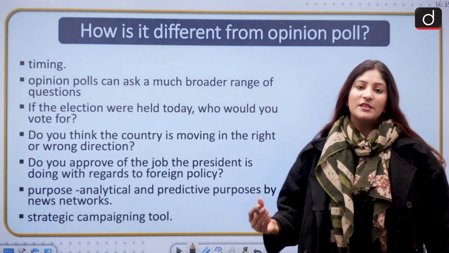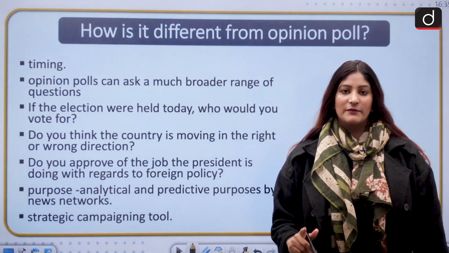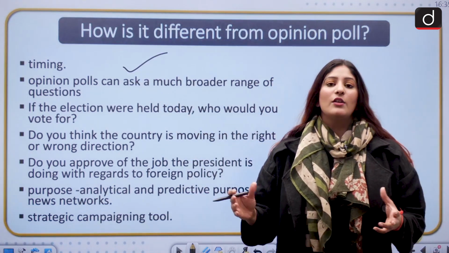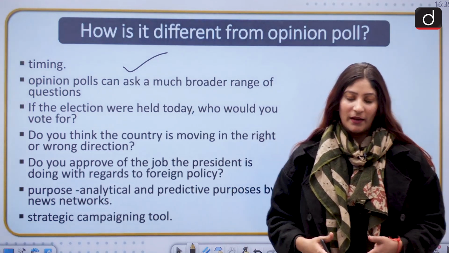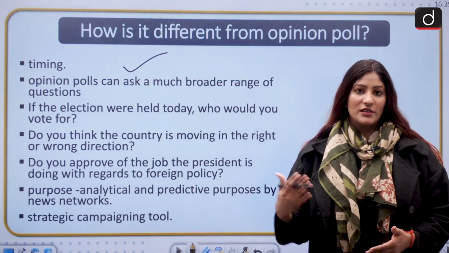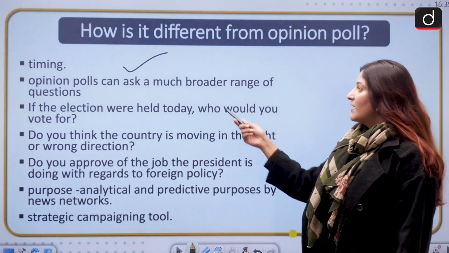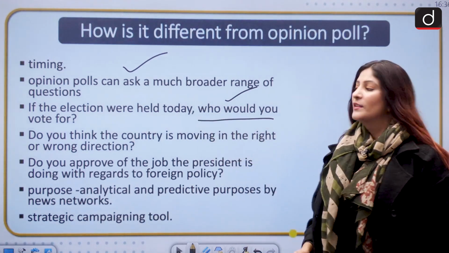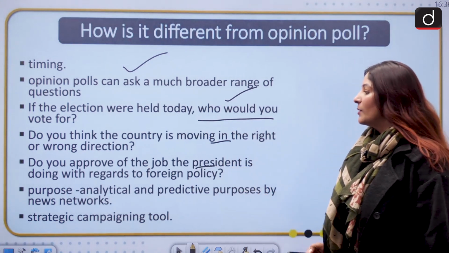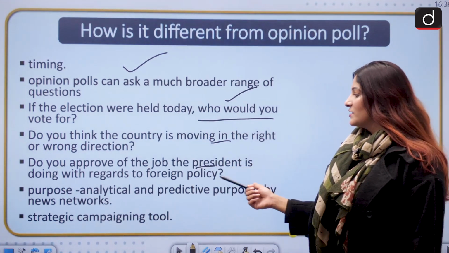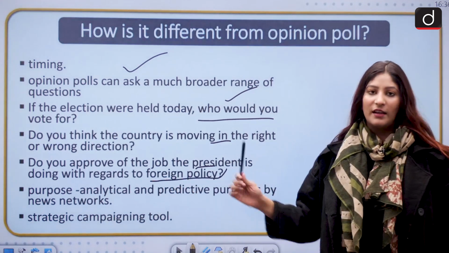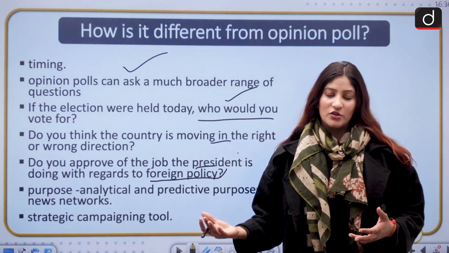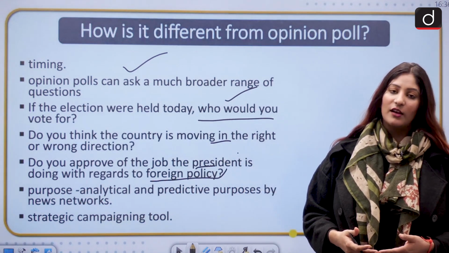Now, what is the difference between opinion poll and exit poll? The basic difference is the timing. Opinion poll is generally asked before the casting of the vote in order to understand the general sentiment of the public, whereas exit poll is asked just after the voting has been conducted. Opinion polls can ask a much broader range of questions, such as if the elections were held today, who would you vote for? Do you think the country is moving in the right direction, or do you approve of the job the president or the prime minister is doing with regard to foreign policy? In our context, it's much more the prime minister. So this can be very subjective in nature, and not a clear-cut question could be asked in opinion poll.